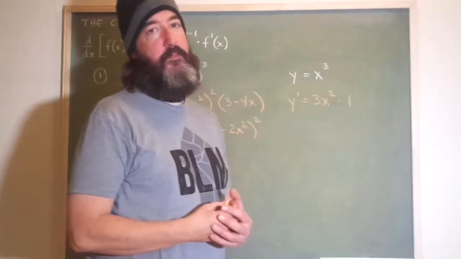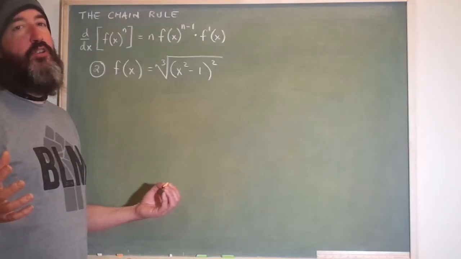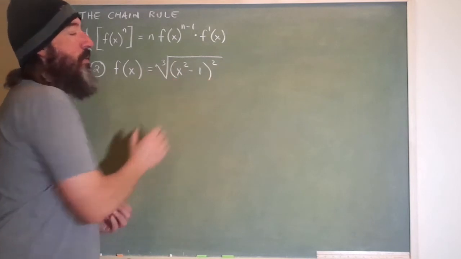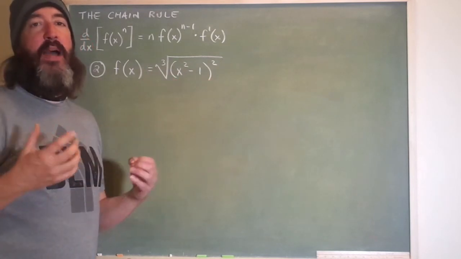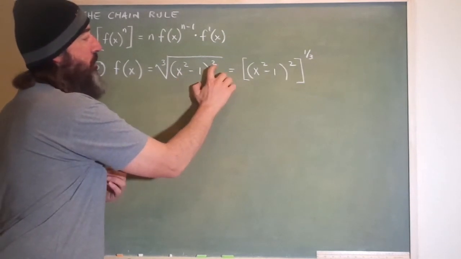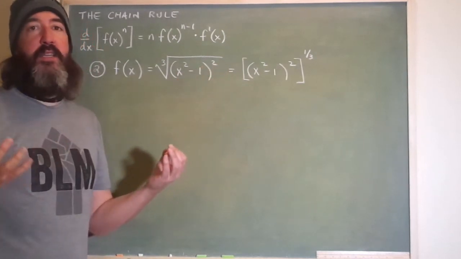The first thing I want to do in example number 2 is rewrite it. Recall that the cube root of something means that that is being raised to the power of 1/3. This x squared minus 1 to the power of 2 is being raised to the 1/3.